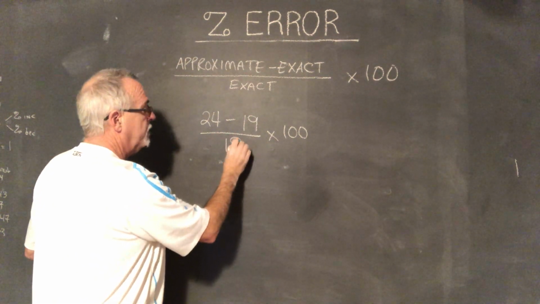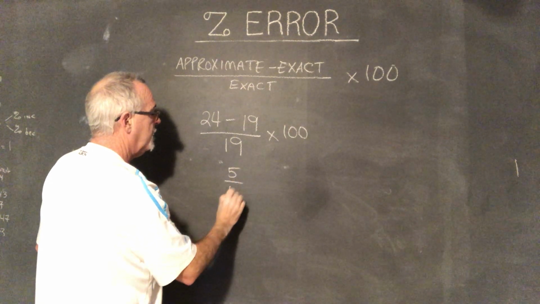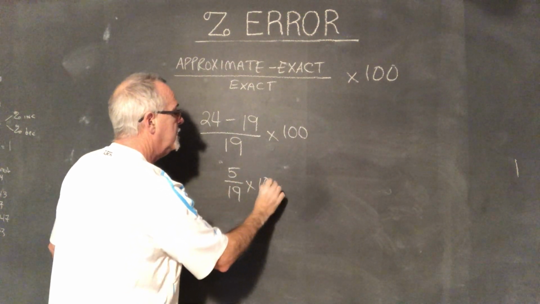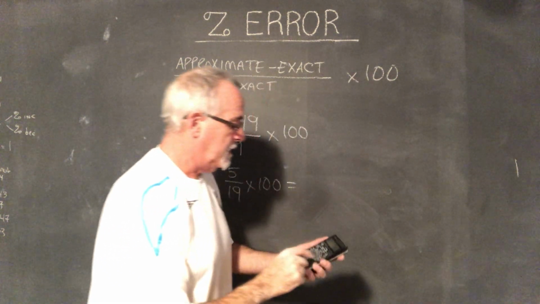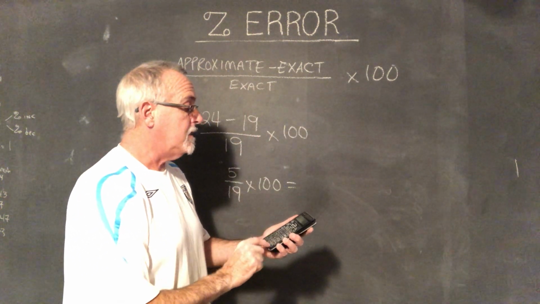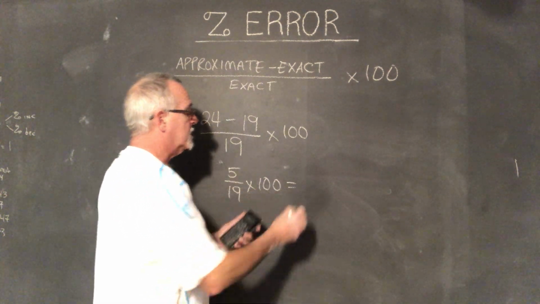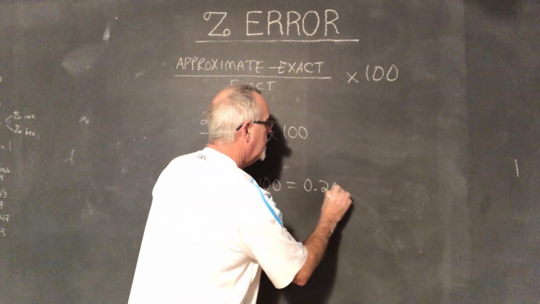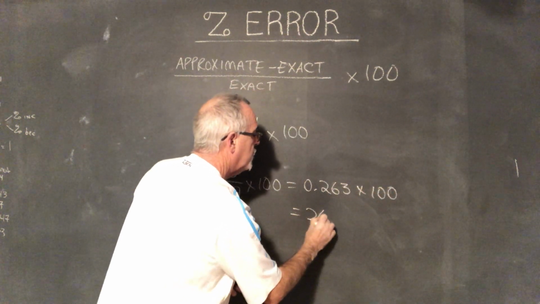24 minus 19 over 19. Exact happens twice. 24 minus 19 is 5. We have 5 over 19 times 100. And then using calculator, not trying to be clever and do it in his head. 5 divided by 19 is 0.2631, so I'm just going to write 0.263 times 100, which is a 26.3% error.